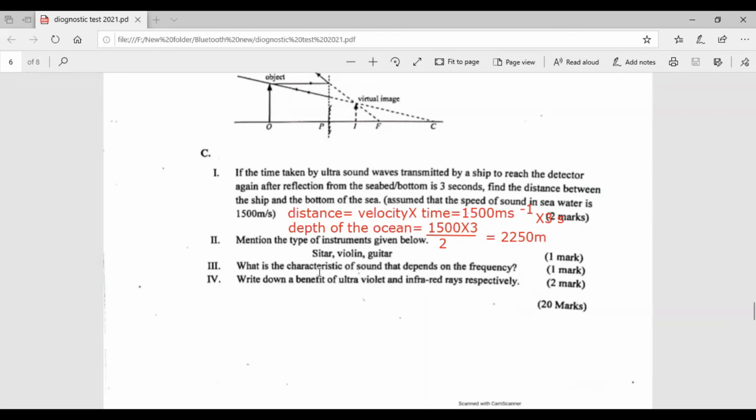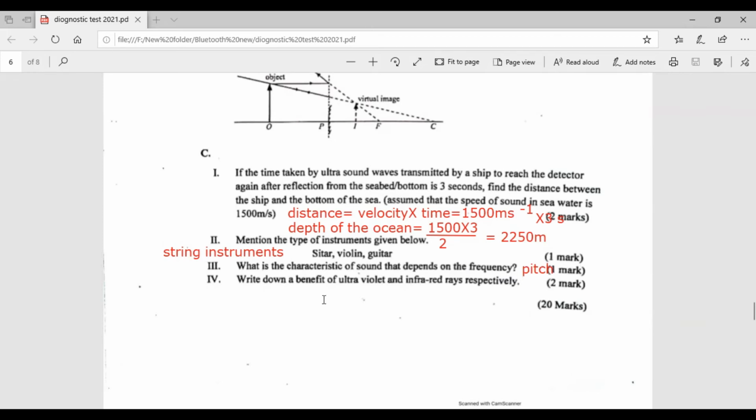Next one, mention the type of instrument given below. Sitar, violin, guitar all have strings to vibrate. So these are string instruments. What is the characteristic of sound that depends on the frequency? It is pitch. And the loudness depends on the amplitude.